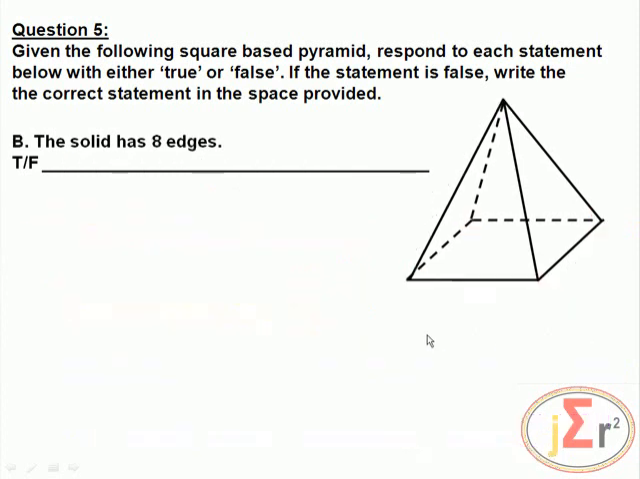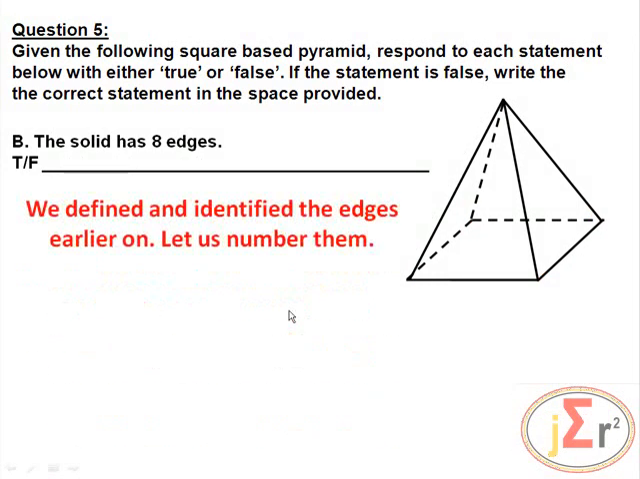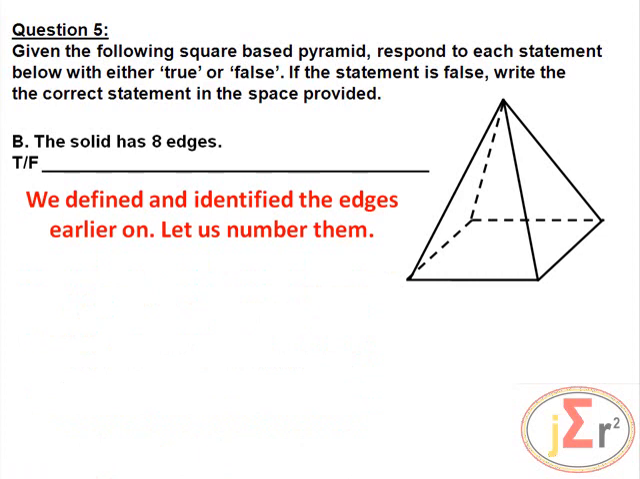B. The solid has 8 edges. How many edges? Let's see. We know that an edge is where 2 faces meet, the line along which 2 faces meet. We defined and identified edges earlier on. Let us number them. So all of those edges, 1, 2, 3, 4, 5, 6, 7, 8. So we have 8 edges there.